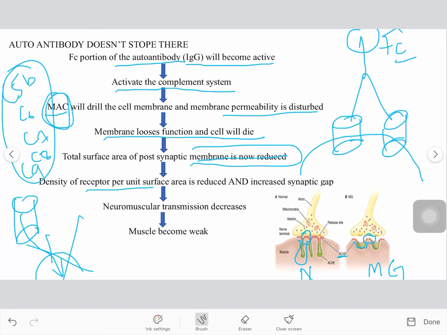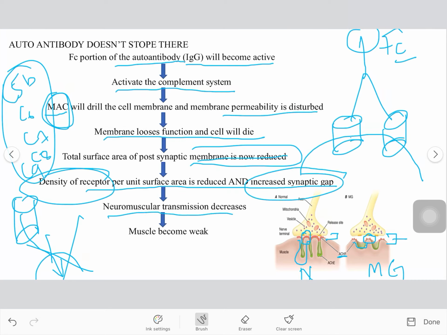The density of the receptor per unit surface area is reduced, and there is an increase in the synaptic gap. If you see, you will notice the increased synaptic gap, and here it's normal, it's not that much. Now both the decrease in density and the increase in synaptic gap will decrease the neuromuscular transmission, and the muscle will become weak.